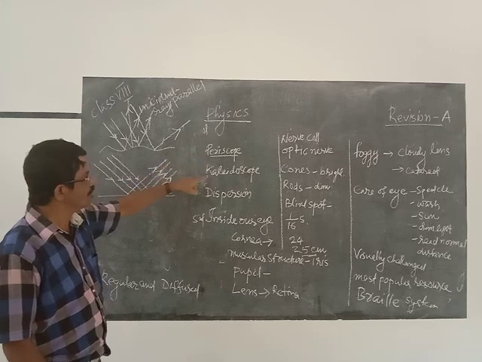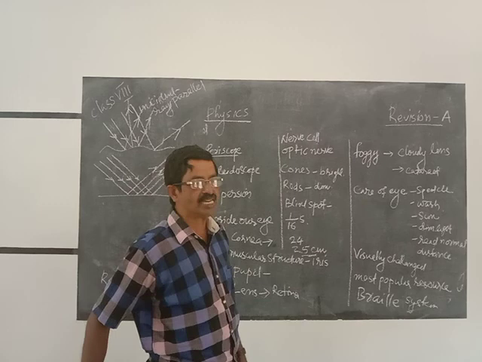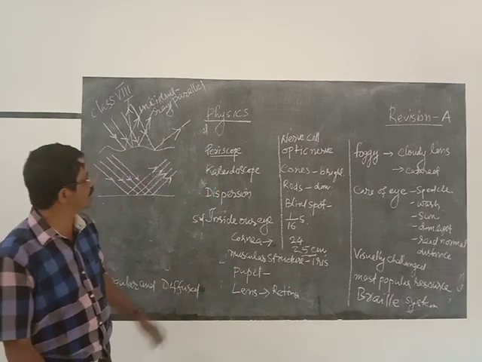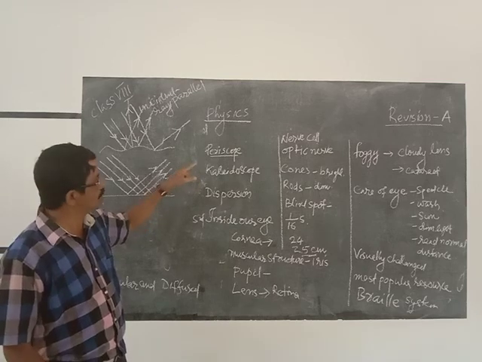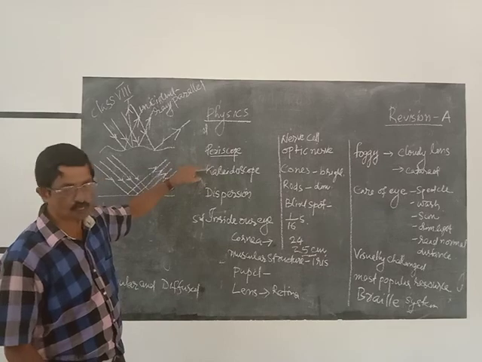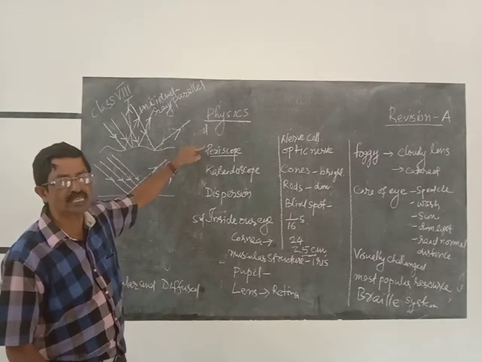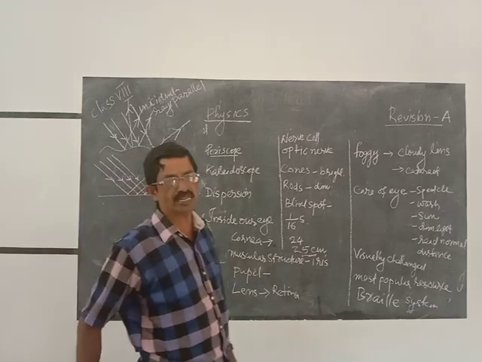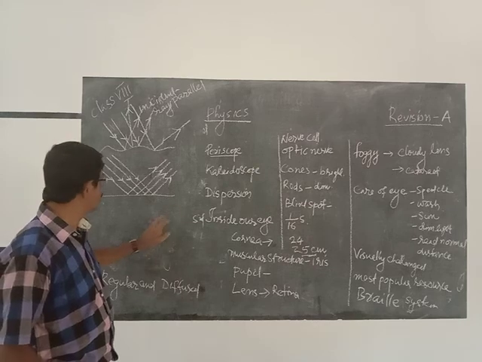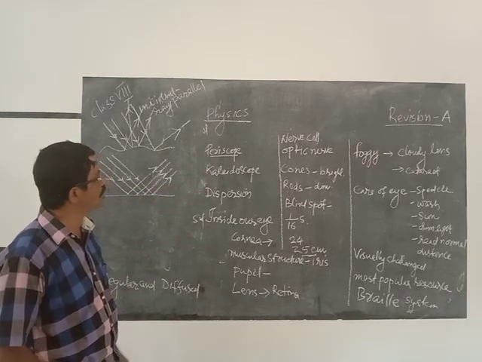And also in a kaleidoscope, by arranging three mirrors at particular angles, we get a large number of images. Different patterns we get by using a kaleidoscope. So in the kaleidoscope and periscope, we use multiple reflection of light.